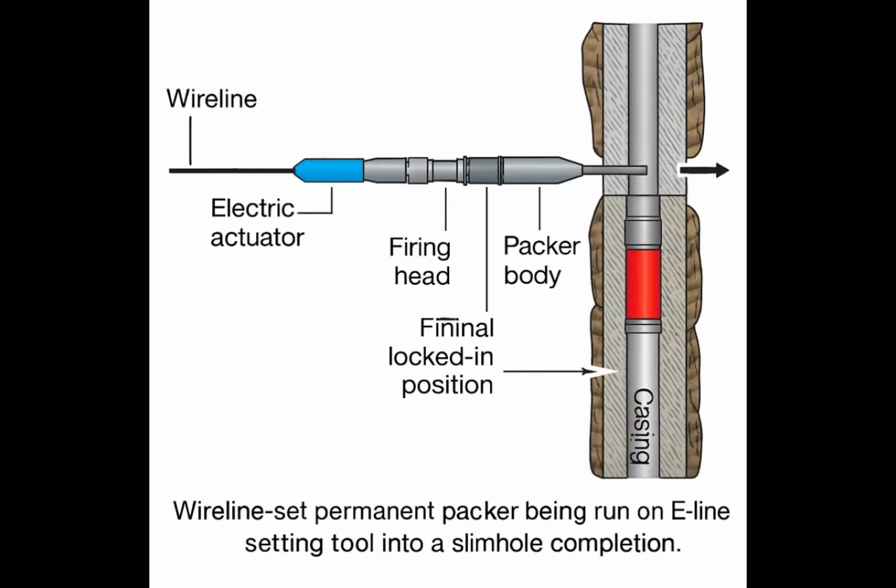Wireline-set permanent packer in slimhole. This illustration shows a permanent packer being set via wireline in a slimhole completion. The E-line, firing head, and setting tool are labeled.